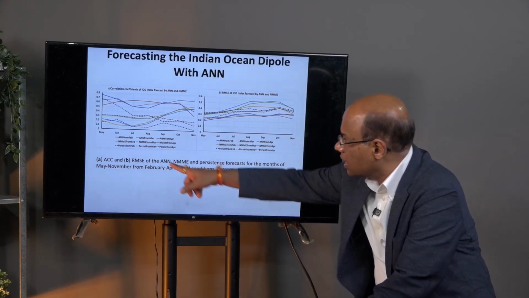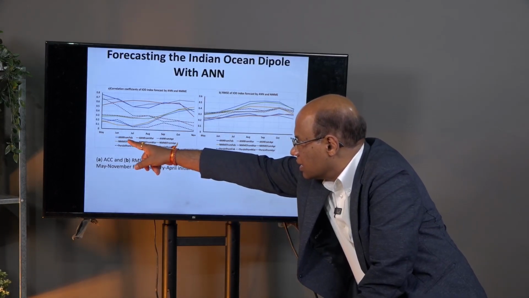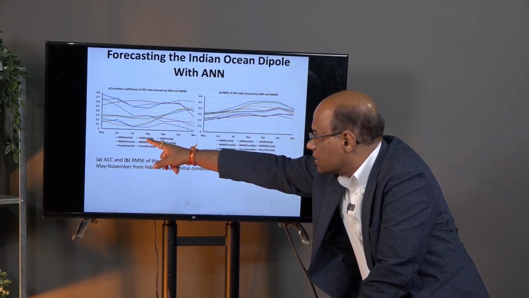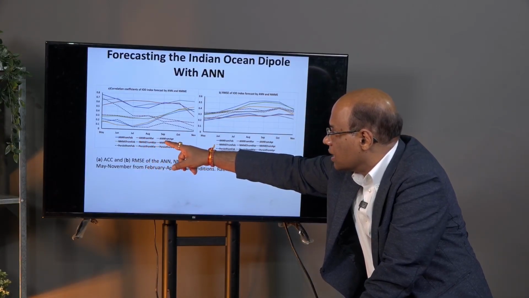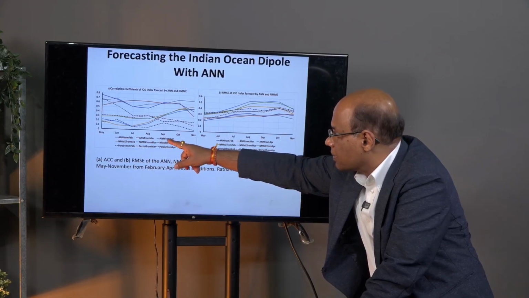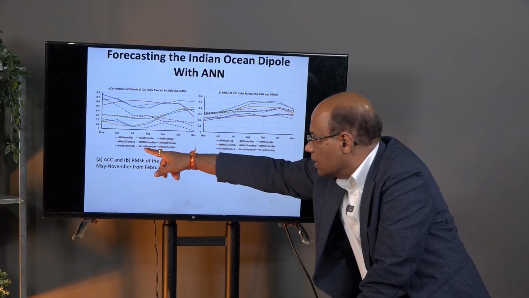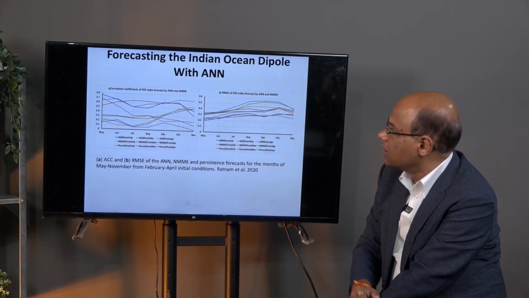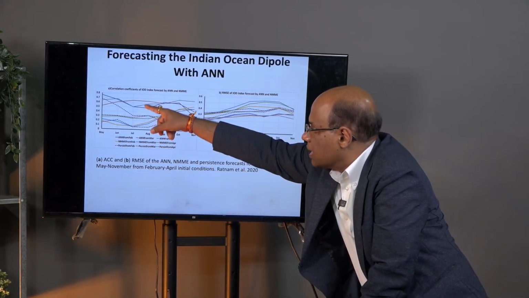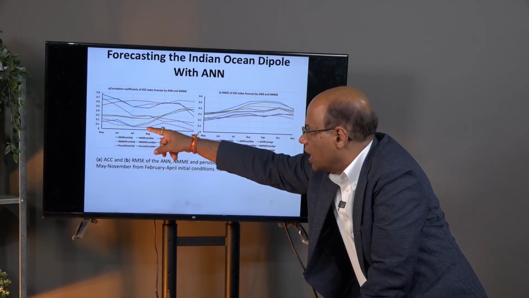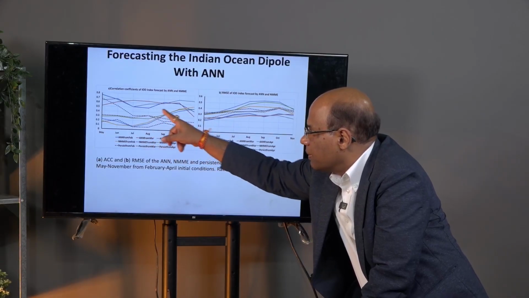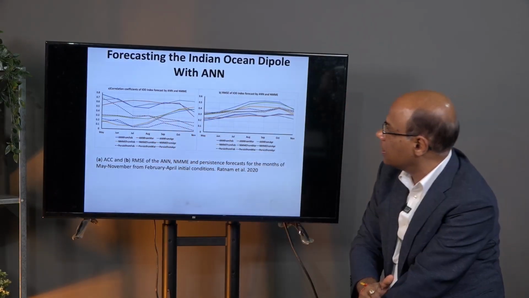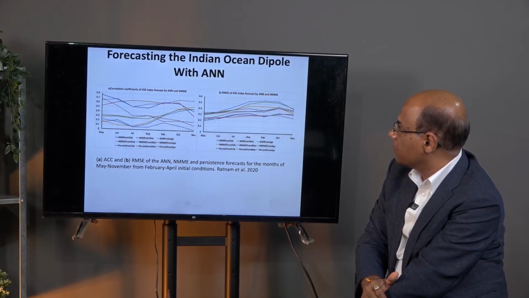So, you can see that the blue line here is the ANN from February, the orange line is the ANN from March, and the purple line is from April, and the others are from NMME or persistence. These three lines show that the predictability is much higher compared to the dynamical model from the NMME ensemble members.